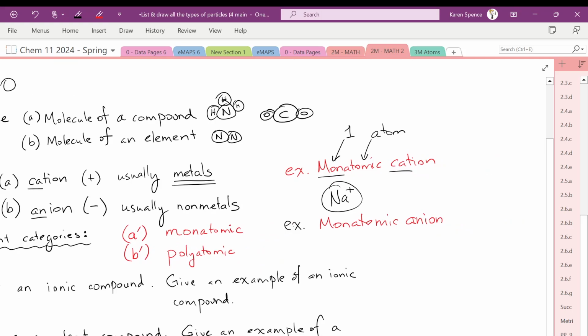Can someone give me a different monatomic cation? Calcium. What's the charge of calcium? Is this column 2? 2. What's the charge of all the ions in column number 1? Probably 1. What's the charge of all the ions in column number 2? 2.